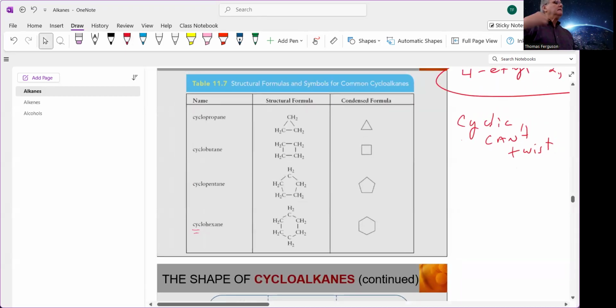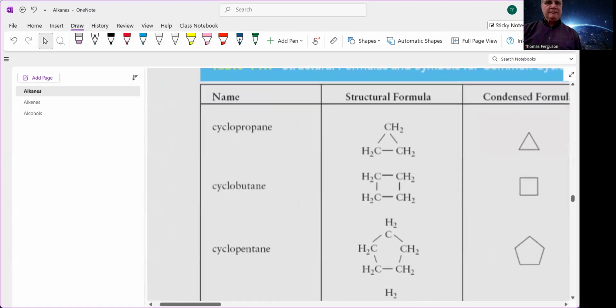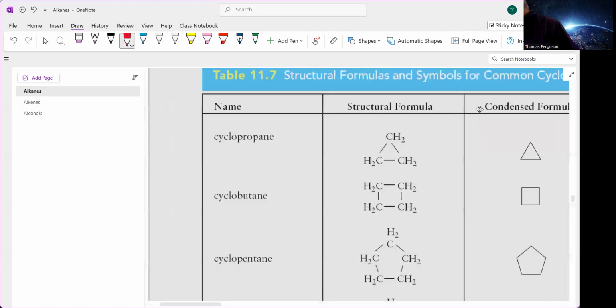Now, to name a cyclic, we're going to call a 3-carbon cyclic compound cyclopropane. And there is numbering as well, because it's considered a backbone. So as soon as you see the cyclic there, it's automatically a backbone. Auto backbone if it's cyclic.